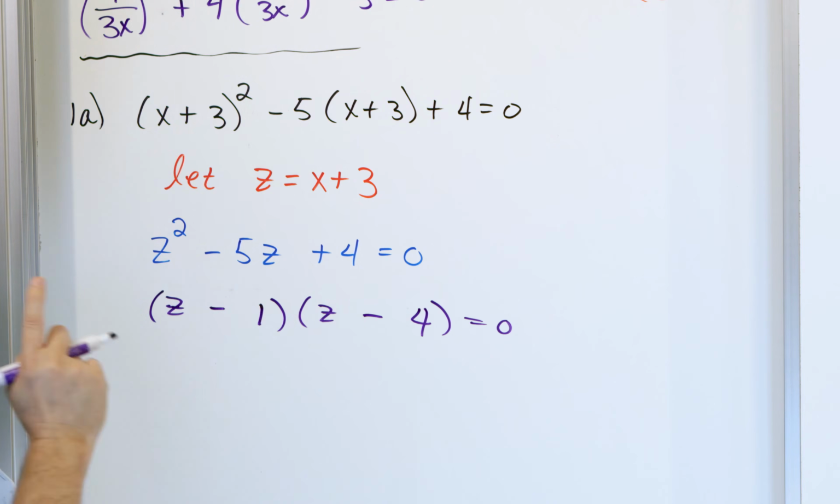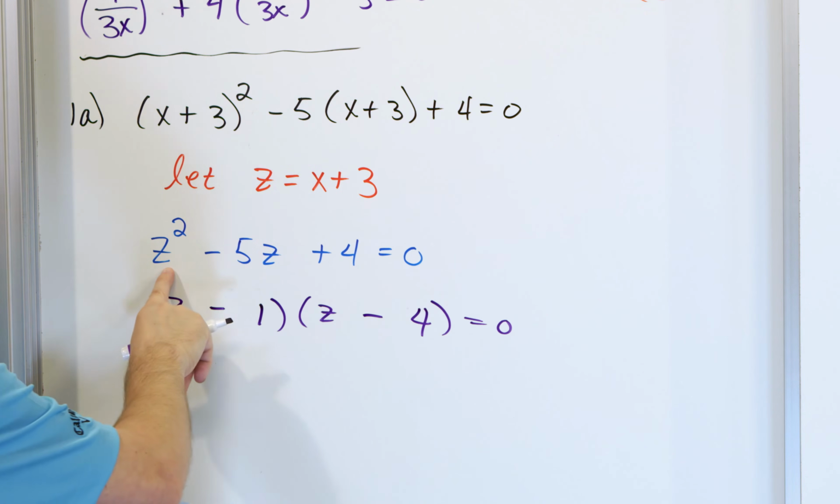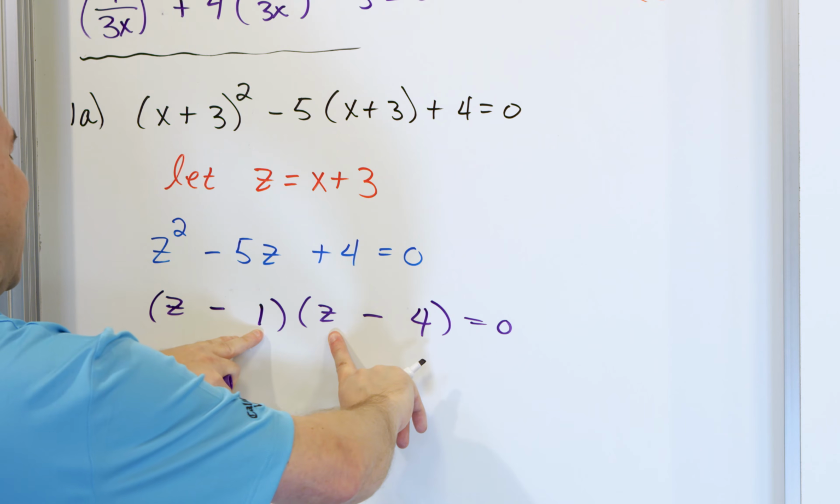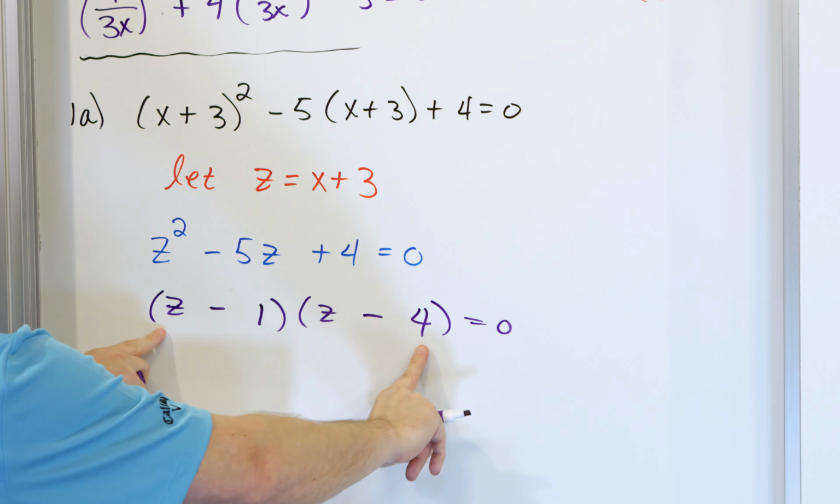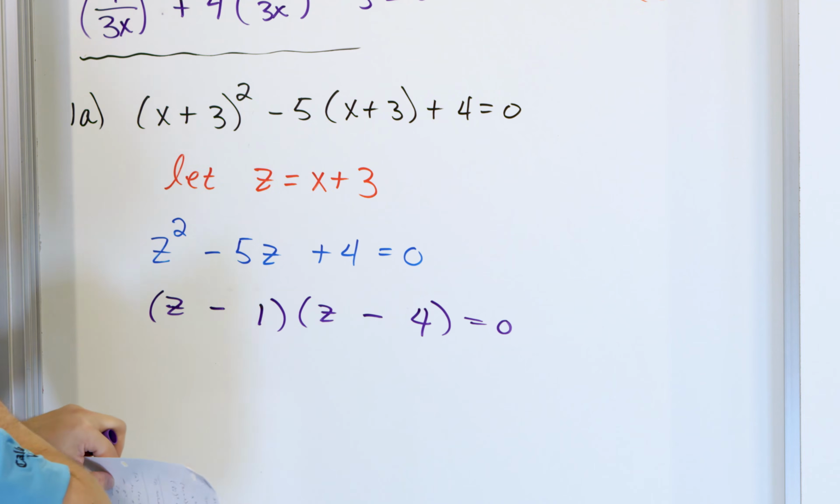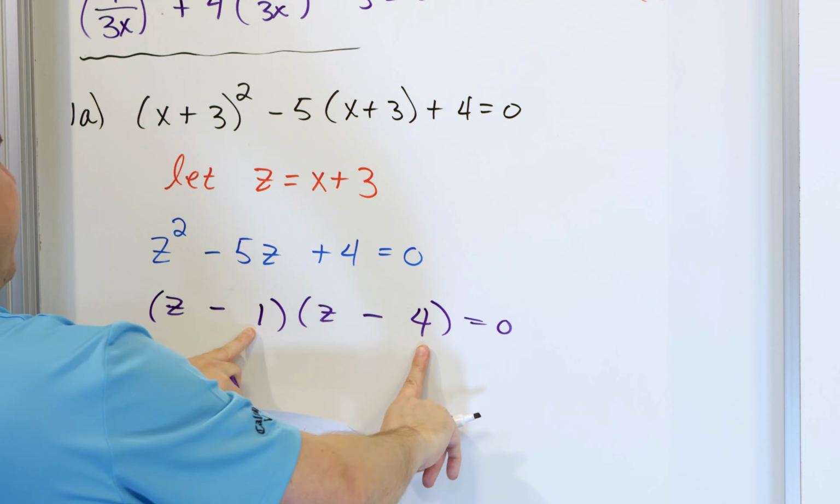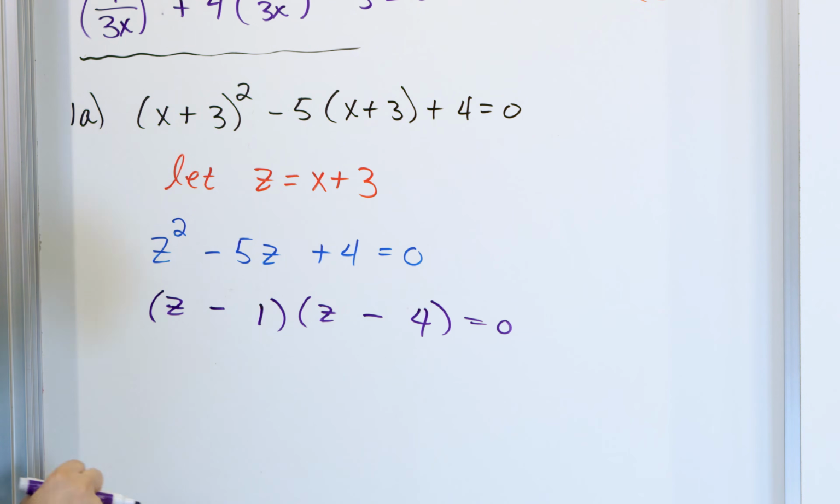And you should always check yourself. Z times z, z squared. Inside terms gives me negative z. Outside terms gives me negative 4z. Those add together to give me the negative 5z. And then the last terms multiply to give me the positive 4. So this is the factored form of this.